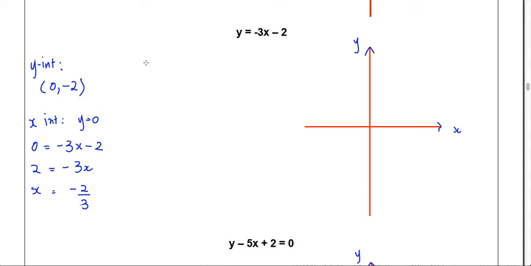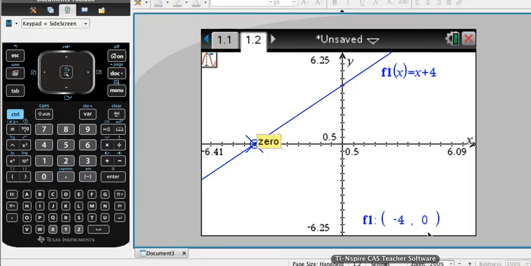There we go. What I'm going to do now is show you how would I do this not algebraically. How would I do it just using my calculator? So this is my rule, negative 3x take 2. So I'm going to get rid of this one here.